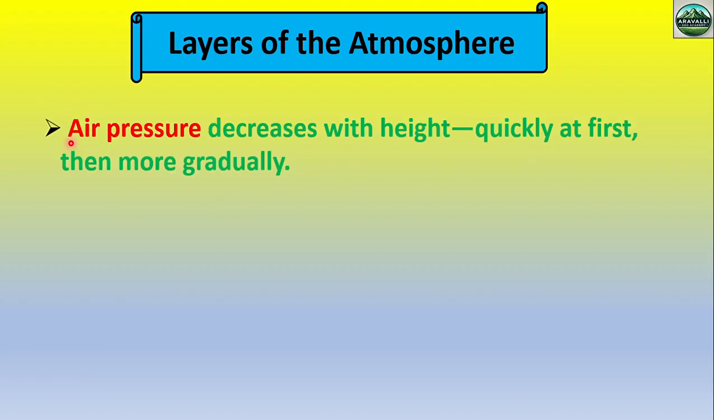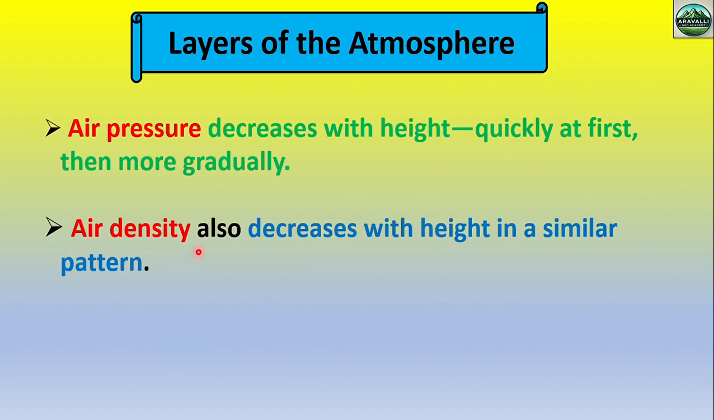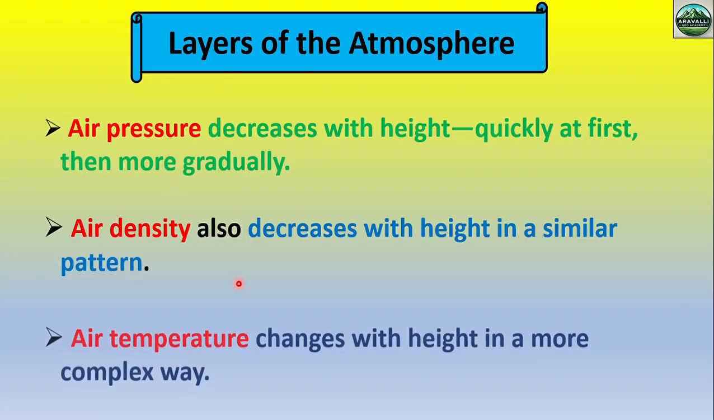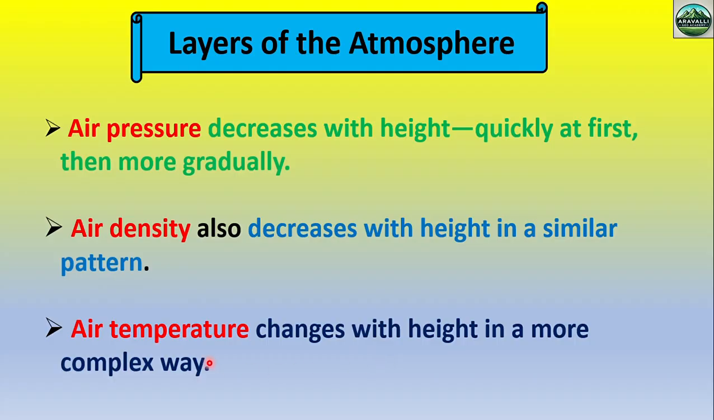So we know that air pressure decreases with height, quickly at first, then more gradually. Air density also decreases quickly first, then slowly, like the air pressure. Now, the temperature change with height is more complex. We know that air pressure and air density first decrease quickly, then slowly, but temperature actually changes in a very complex way. Let's discuss through the graphs why temperature change with height is very complex.